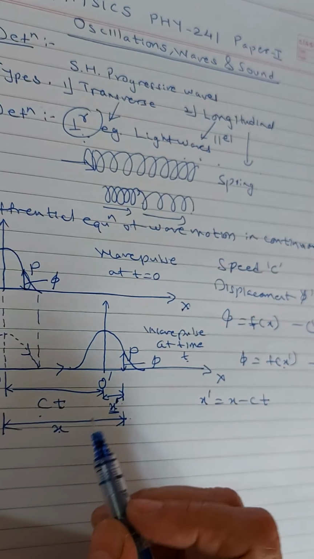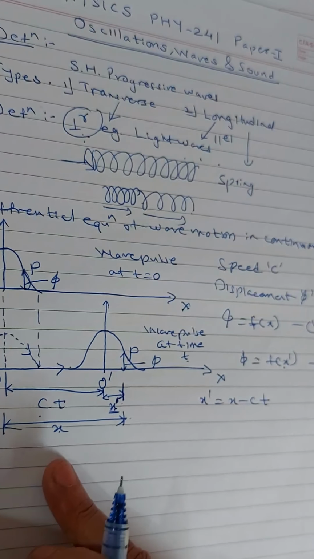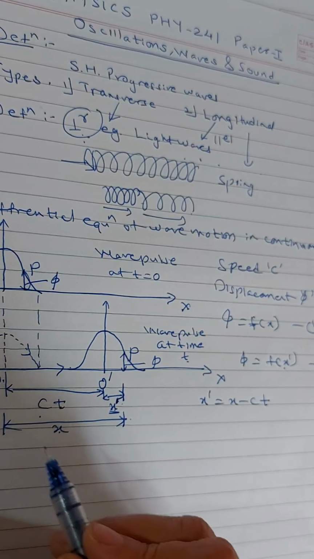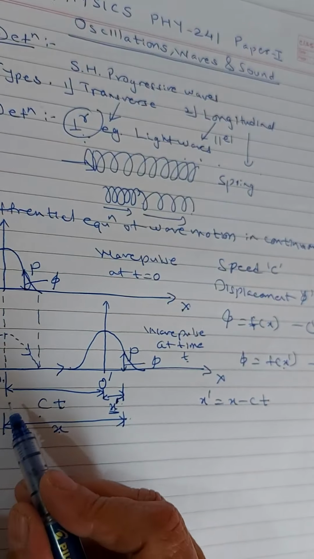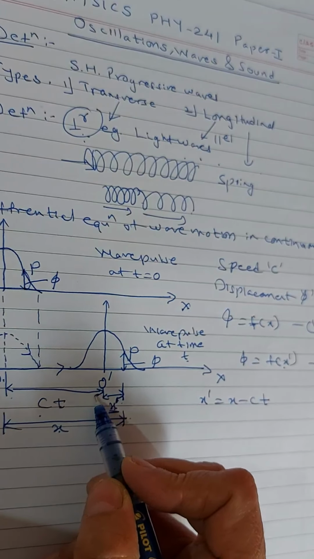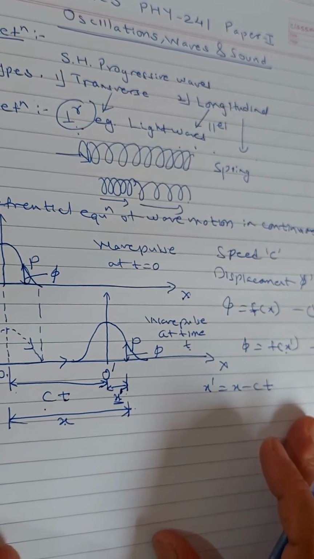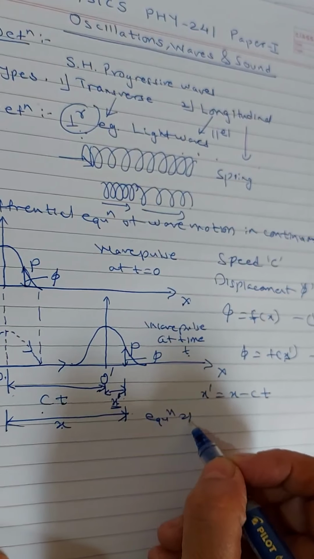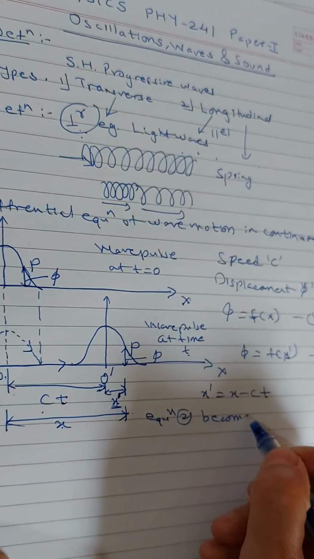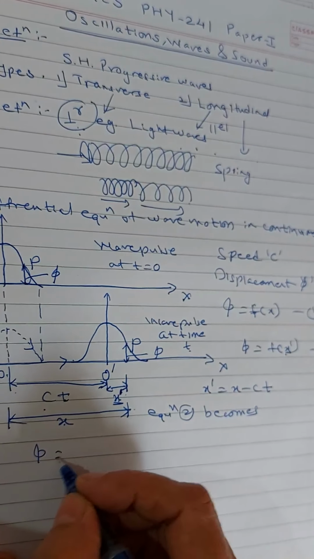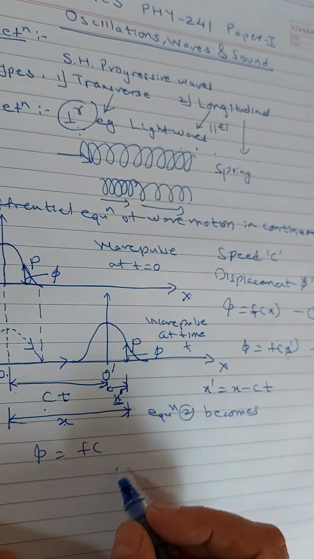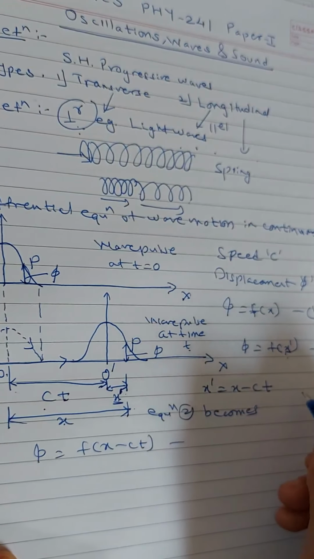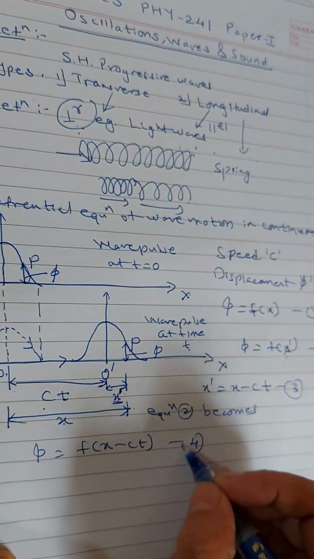Fine. Now what is x? Again I'll show you. X is the distance of point P from O, and ct is the distance from O to O dash. Perfect. So now equation number 2. I want to put the value of x dash now. So equation number 2 becomes phi is equal to f, and I'll replace x dash by x minus ct. I'll call this equation 3 and this equation 4.